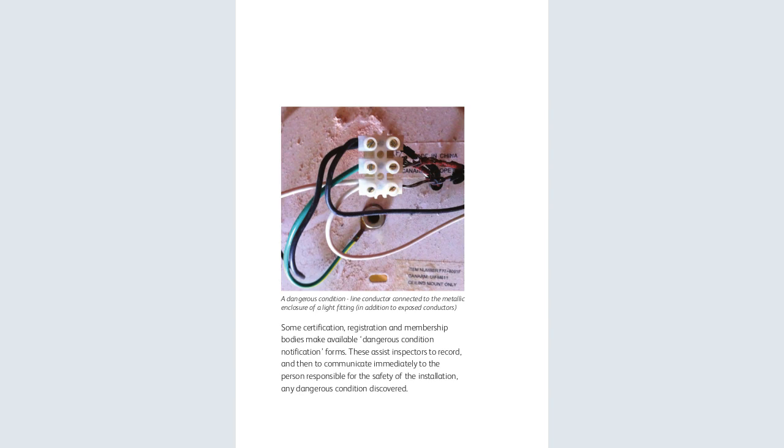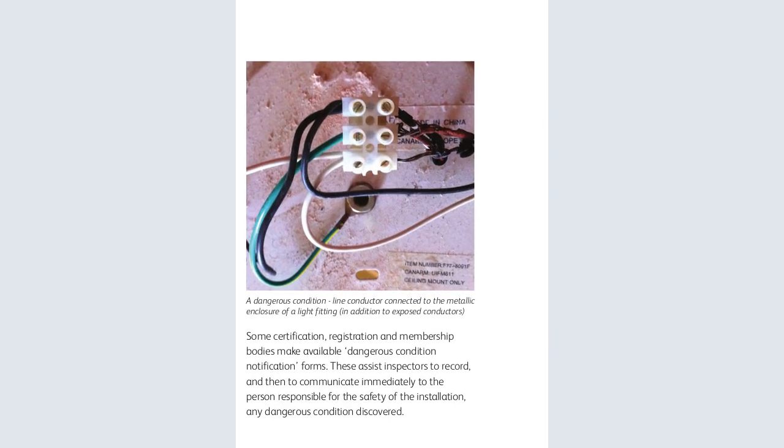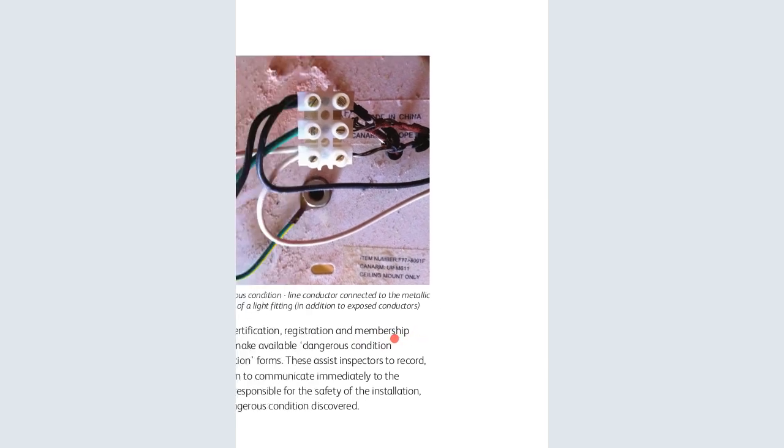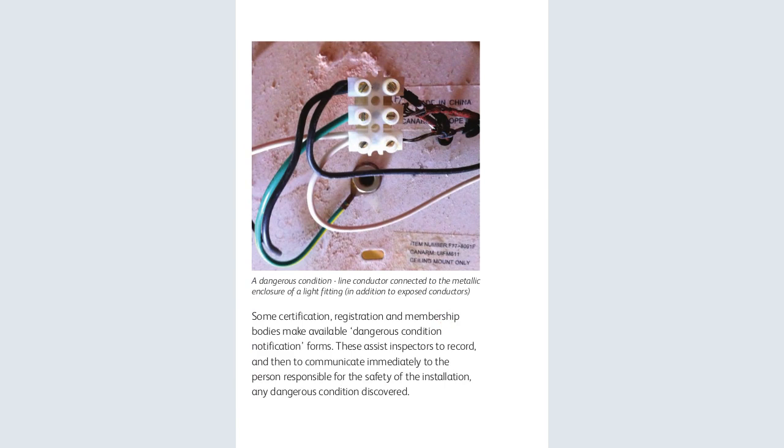So those are some of the important things that have to be done. Now look at this installation when you are doing inspection. Now this is a periodic inspection. Somebody has already done an extension and you can see the danger that lies here. So this is a dangerous condition: line conductor, condition of the metallic enclosure of the lighting fitting, and in addition, exposed conductors.